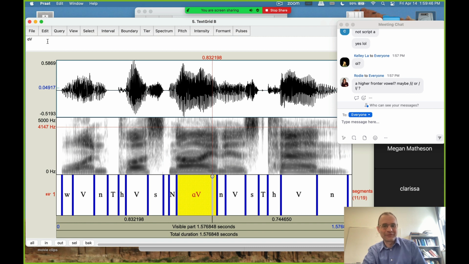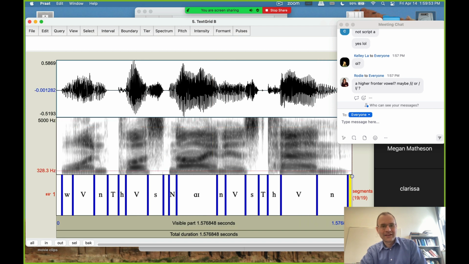So it is a higher frontal vowel, and I said it was a diphthong, so let's guess it's an I, like that. And at this point, I'll just remind you this one's about math. And we filled in a number of these blanks, so that might help you fill in some more.